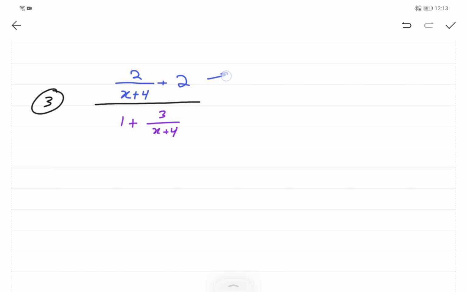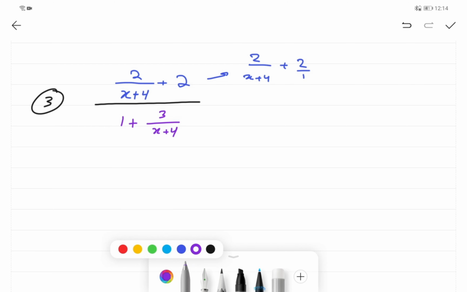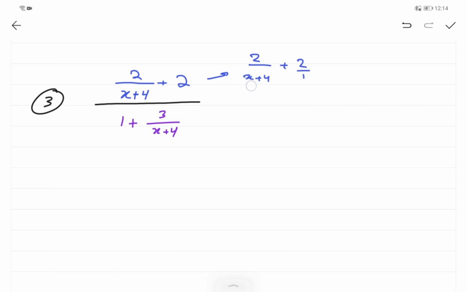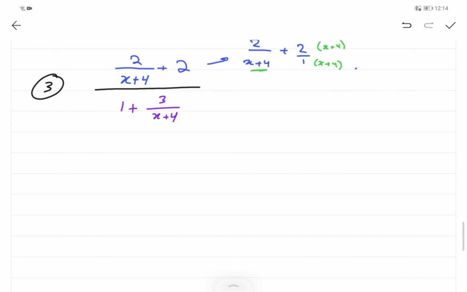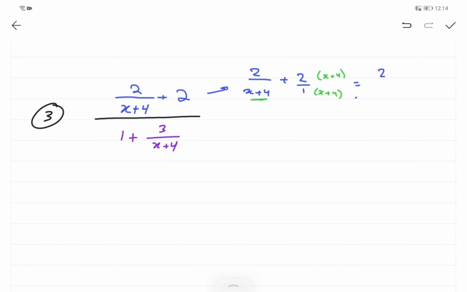So let's take the numerator first, 2 over x plus 4 plus 2. Now you all know that 2 is over 1, because the denominator is not written, so we make it just over 1, and we multiply by the other denominator, which is x plus 4, and multiply the top number by x plus 4. So it becomes 2 over x plus 4 plus 2x plus 8, because we distributed 2, over x plus 4.